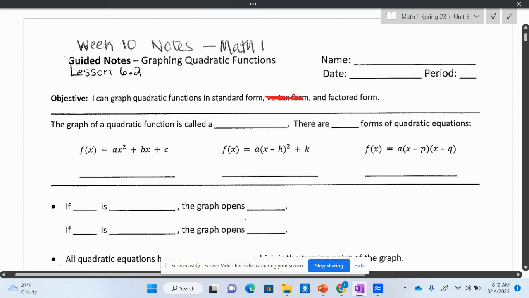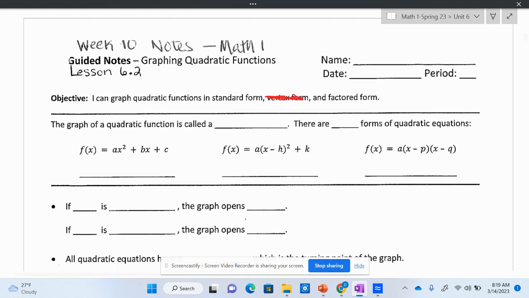Okay. So a quadratic function is the graph of a quadratic function. Do you guys remember what this is called? Because I've told you before. It begins with a P. It's a parabola. P-A-R-A-B-O-L-A. Parabola.